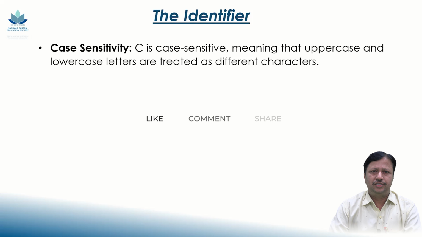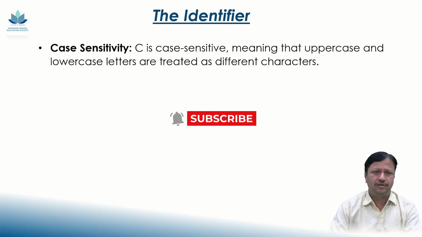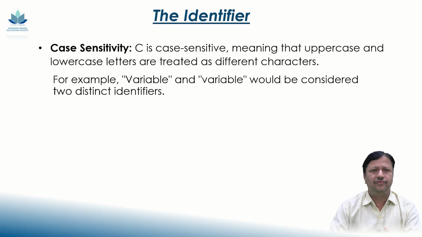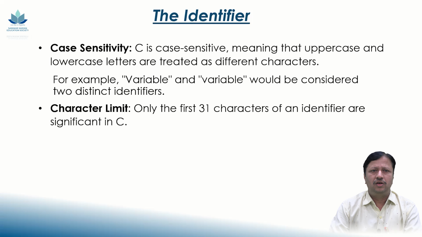C programming is case sensitive, meaning that uppercase and lowercase letters are treated as different characters. For example, variable with capital V and variable with small v will be considered two distinct identifiers. Character limit: only the first 31 characters of an identifier are significant in C. This means that if an identifier is longer than 31 characters, the compiler only considers the first 31 when distinguishing it from other identifiers. No spaces allowed.